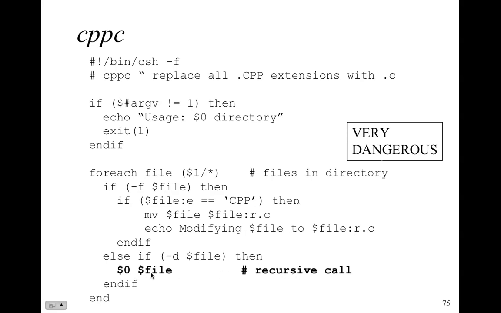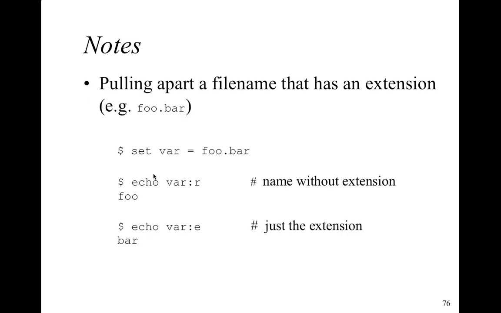It's actually calling itself. So, for each file, call file. It goes and finds a file and renames it. Goes and finds another file, renames it. Goes and finds another file, renames it. In fact, that's where the -r comes in, in terms of delete this directory.